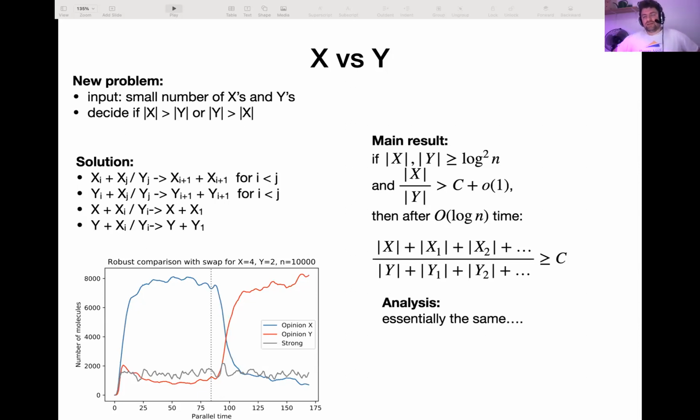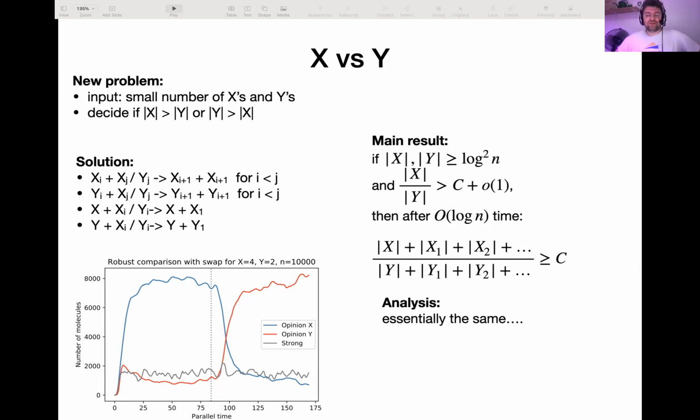Then we do the same analysis for a more involved problem. We call this problem the comparison problem, and we provide a very robust solution for this. So the problem is that instead of detecting whether there is a small number of particles X present in the input, we have two types of particles, X and Y, and we want to compare the counts of those and decide which one was smaller, which one was larger.